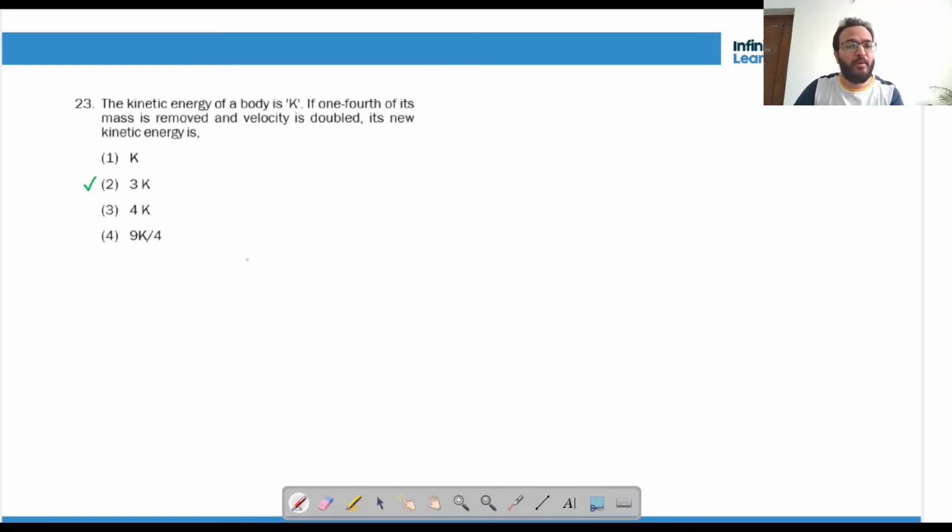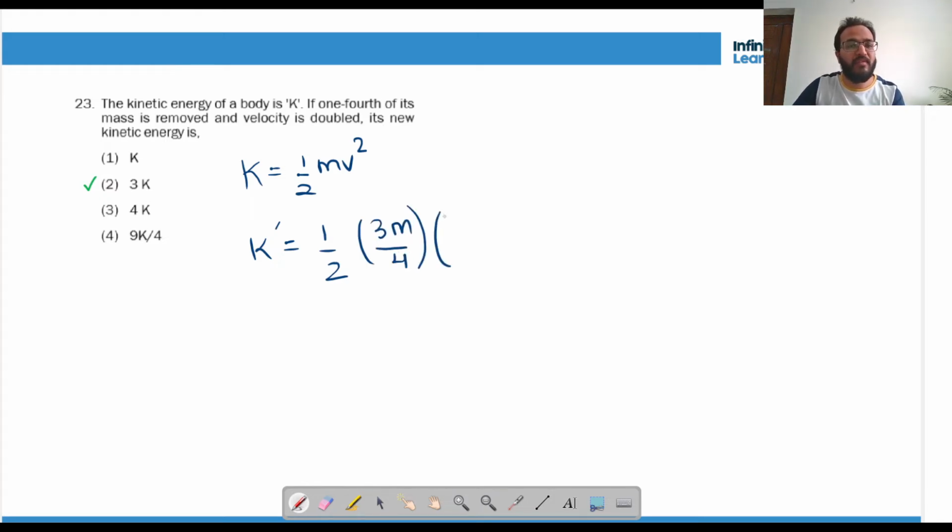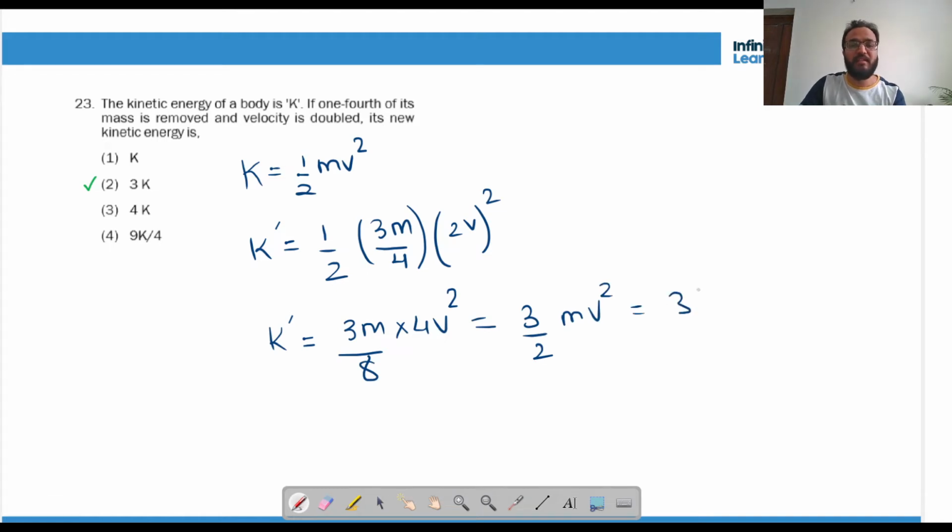The kinetic energy of the body is k, 1/4 of its mass is removed, velocity is doubled, what is its new kinetic energy? Okay, what is k? Half m v square. What is k dash? 1/4 of the mass is removed, so remaining is 3m by 4. Velocity is doubled, that means 2v whole square. So k dash will become 3m by 8 into 4v square, that is 3 by 2 m v square, or I can say simply 3k.